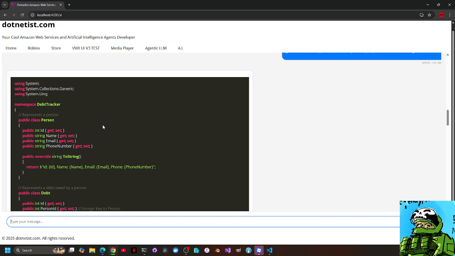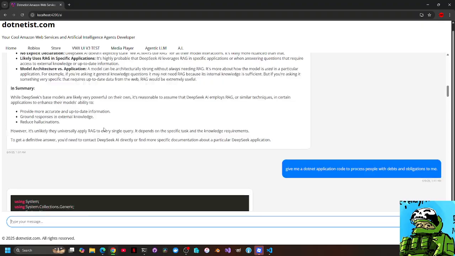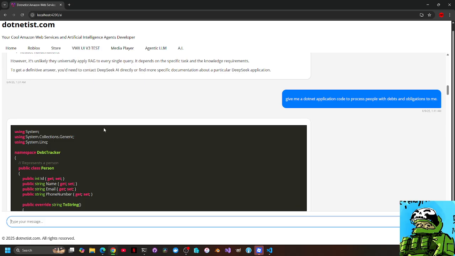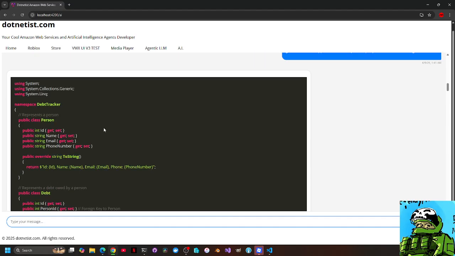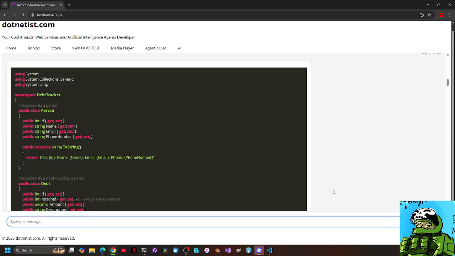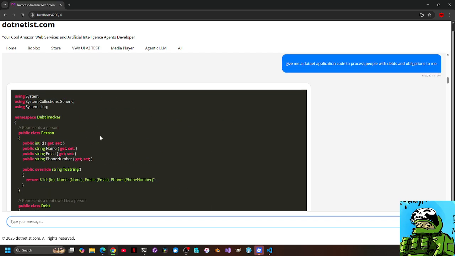Debt tracker, person. Let's wait for it to complete. There's room for improvement on this one. This should not keep on flickering, so we need to improve this. But yeah, it already stopped blinking, so it's already complete.